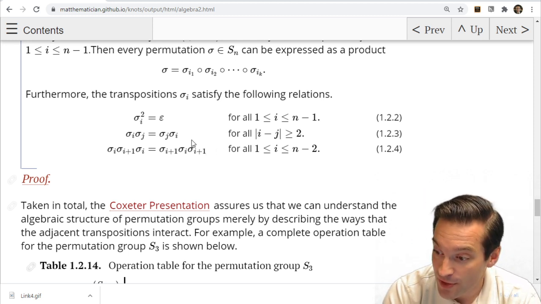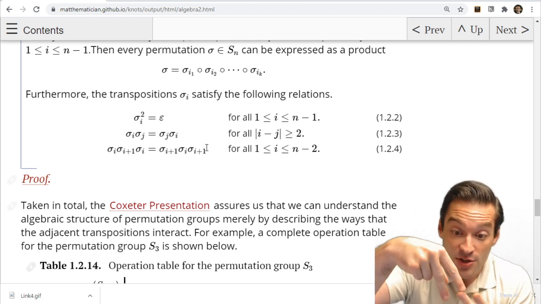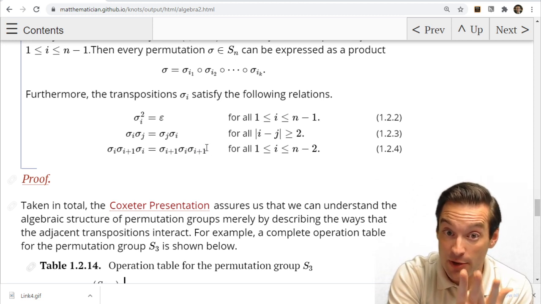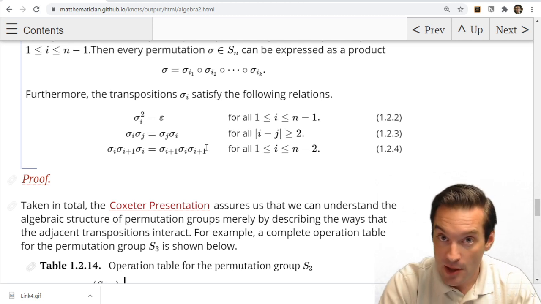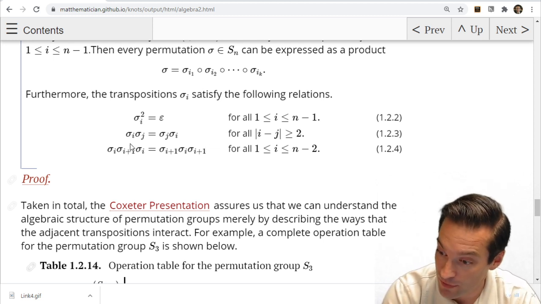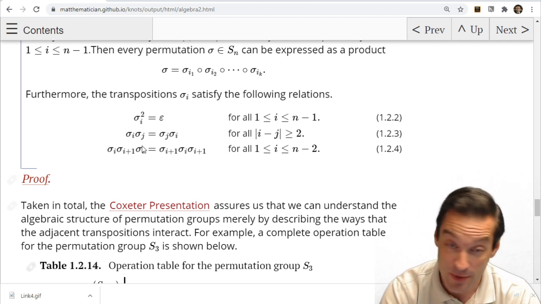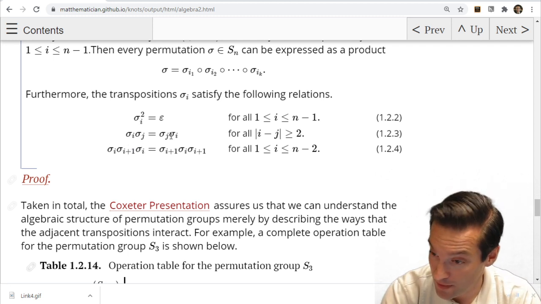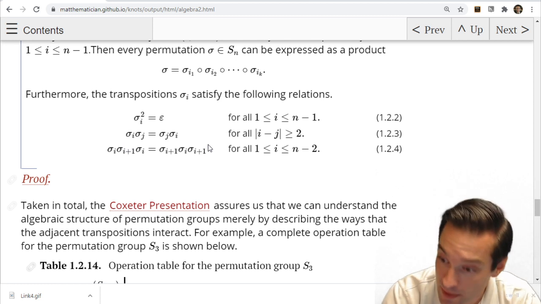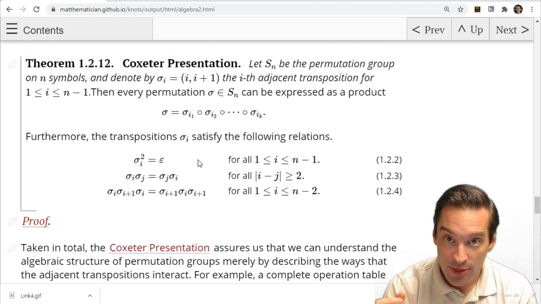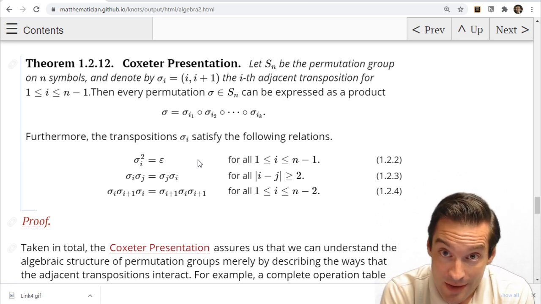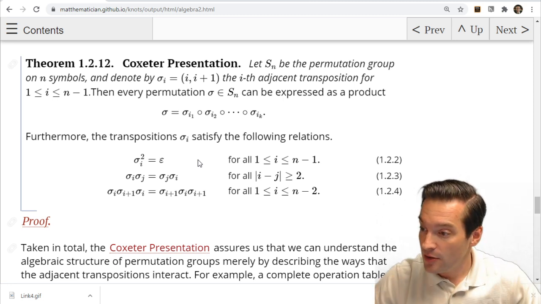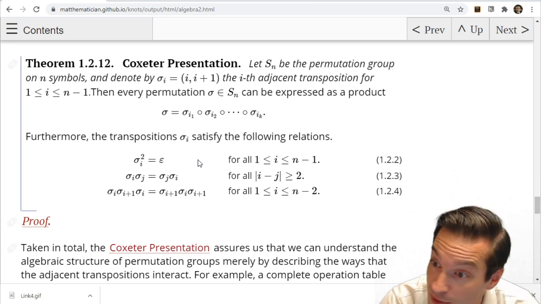And so what this does for us is it actually verifies that those adjacent transpositions that are right next to one another and sharing a strand don't actually commute with one another, but they do interact with one another in this very specific way. For example, sigma 4, sigma 5, sigma 4, we can replace that with sigma 5, sigma 4, sigma 5. And so the Coxeter presentation theorem tells us that this set of rules is sufficient for describing the entire set of all permutations that we can do for n strands.